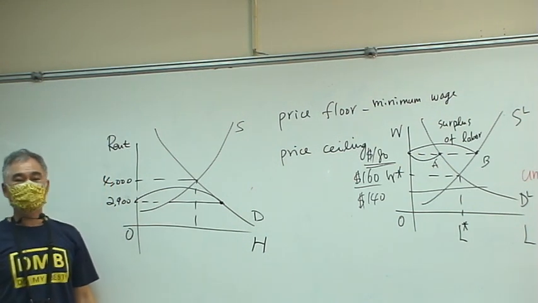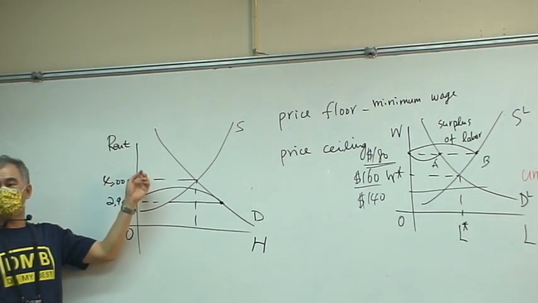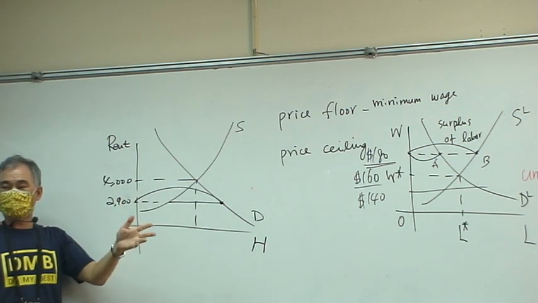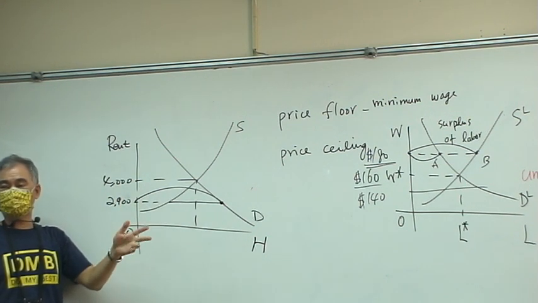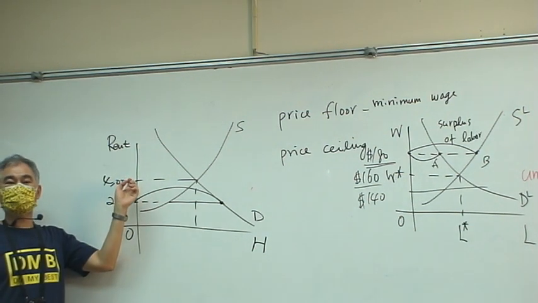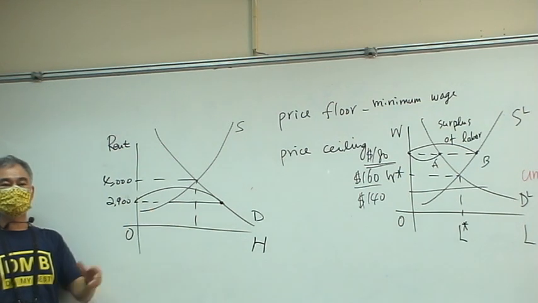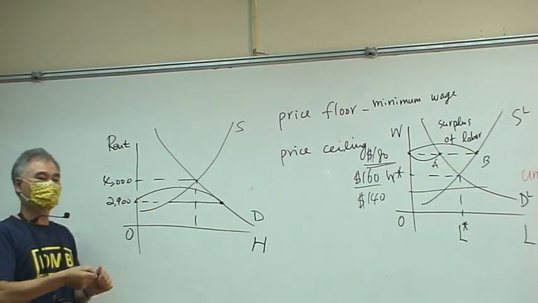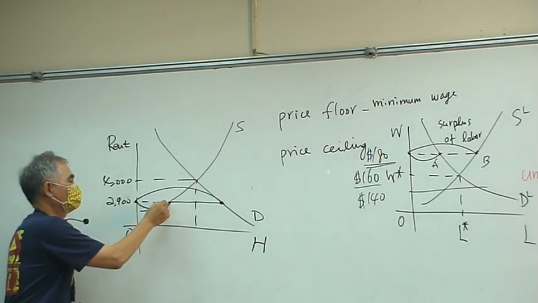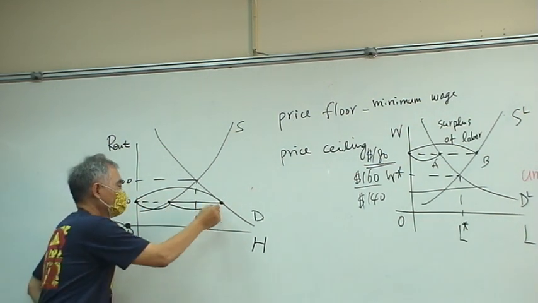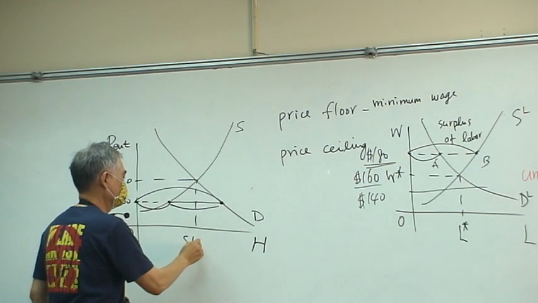The landlord will say, sorry, the price that I want to get is 4,000, because I bought a house and put it up for rent. As a matter of fact, I want to make money out of it. That's my investment, and 2,900 is just too low. I don't want to put it out to rent. So the quantity supplied is so small, and so what happened? You have a shortage.